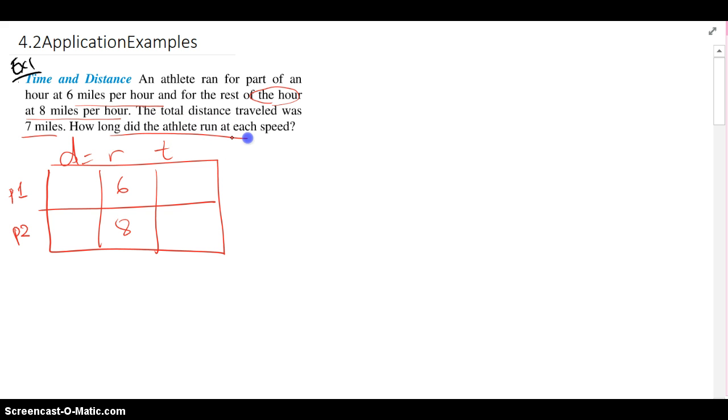So since it says how long, I'm going to say let x be equal to part 1's time, and let's say y equal to part 2's time. So how long he spent running in the first part of the trip and how long he spent running in the second part of the trip. I'm not going to overthink it, I'm just going to call it x and y, since now we know to use two equations and two unknowns if we want to.